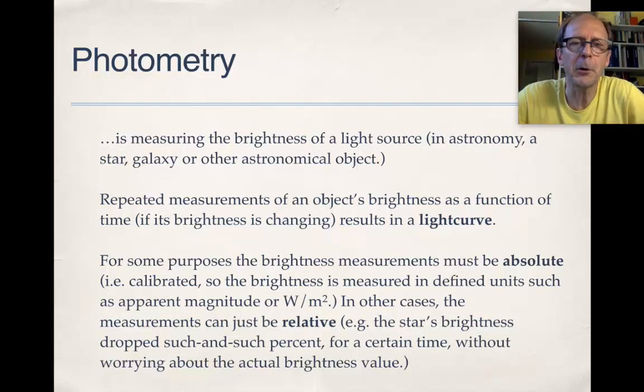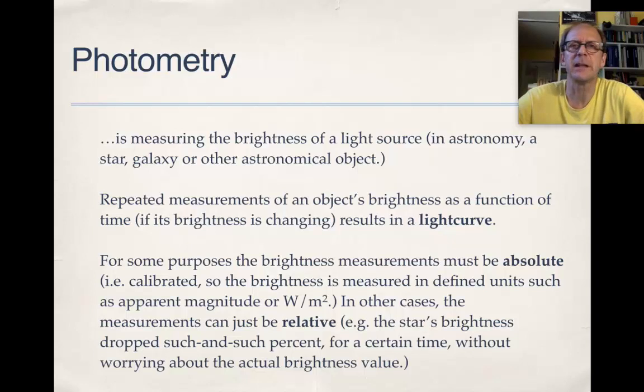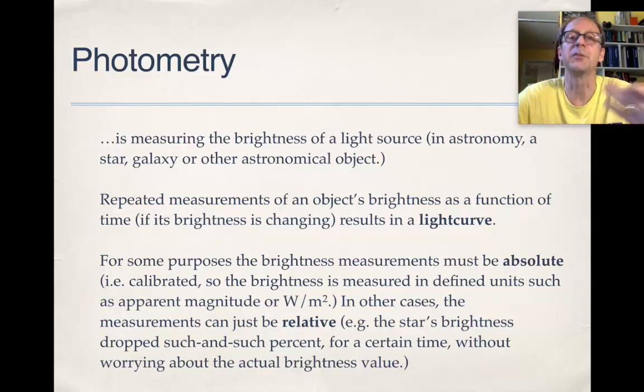So for some purposes, the brightness measurements must be absolute. That is, they have to be calibrated. So the brightness is measured in defined SI units, like watts per square meter or apparent magnitude. In other cases, the measurements can be just relative. That is, you don't really care about how bright the object is, but you do want to know that its brightness dropped 15% for a certain period of time. And so you don't necessarily have to calibrate, but you do have to at least have some kind of arbitrary measurements. So you can say what percentage it dropped for how long.